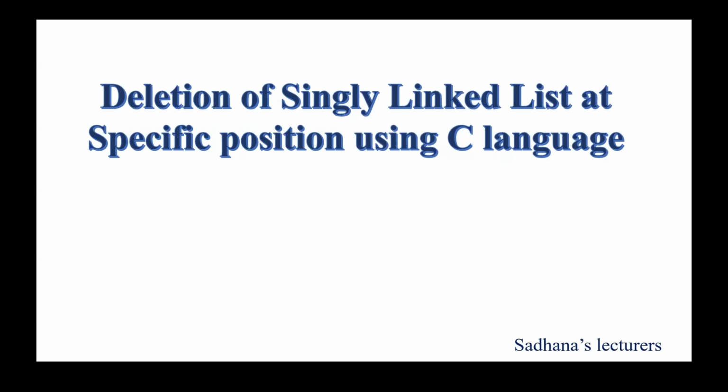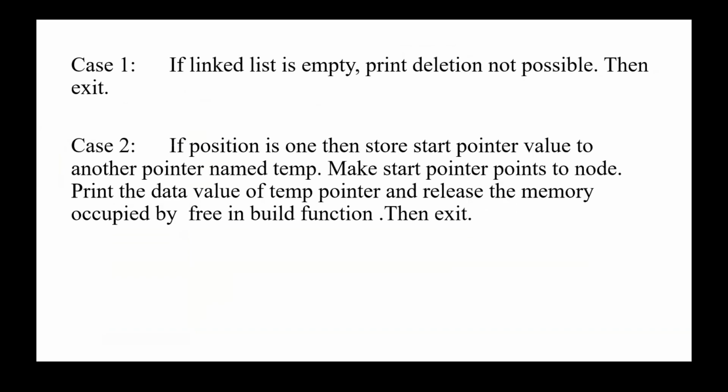For example, if we enter position 1, then we have to delete the first node. So, first case: if the linked list is empty, then we have to print that deletion is not possible and exit. Second case: if the position we enter is 1, then we have to store the value of the pointer in another pointer, for example, we call it temp. Then we make the start pointer point to the next node. And we print the value present inside the temp pointer, which is going to be deleted.